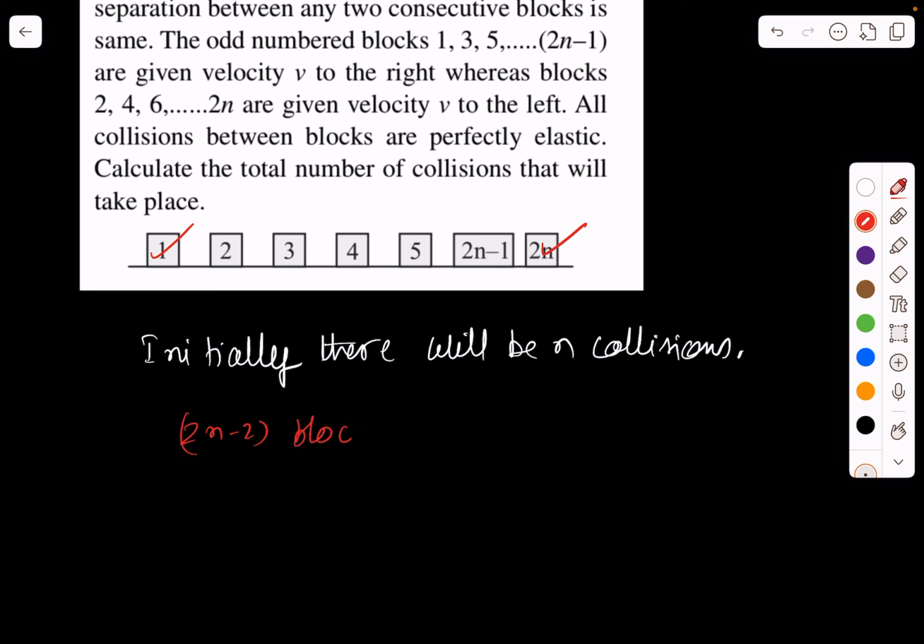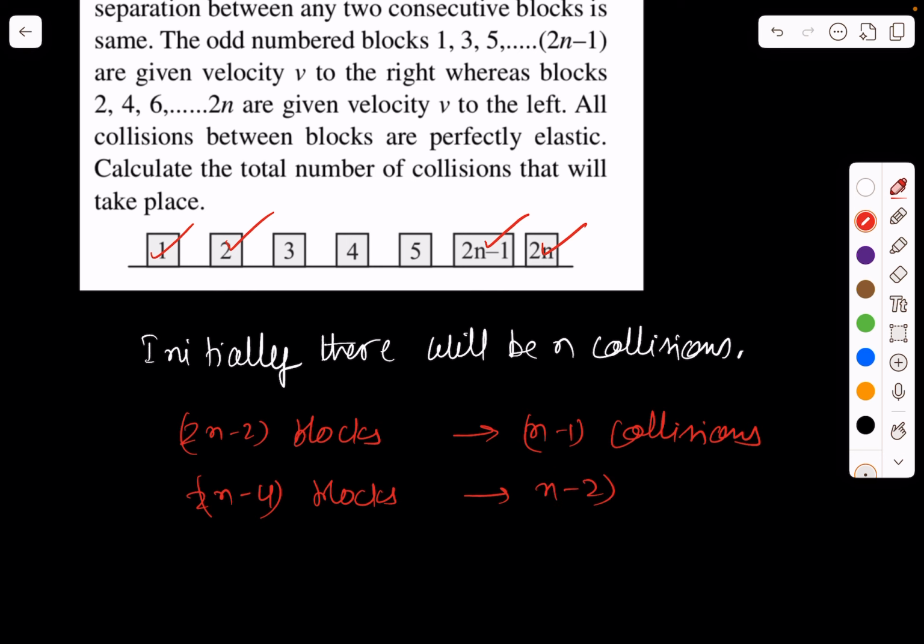which will further have n minus 1 collisions, because their velocities will exchange. And then again, the two blocks marked 2 and 2n minus 1 will move out of the system. So we will be left with 2n minus 4 blocks, which will further have n minus 2 collisions.